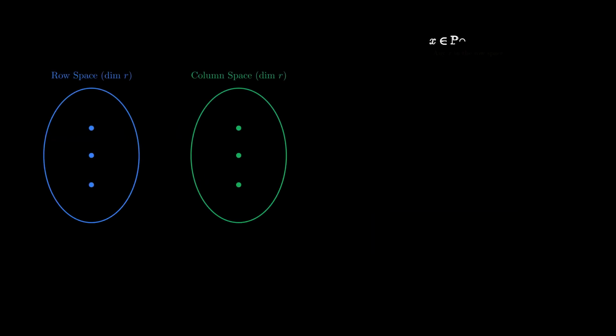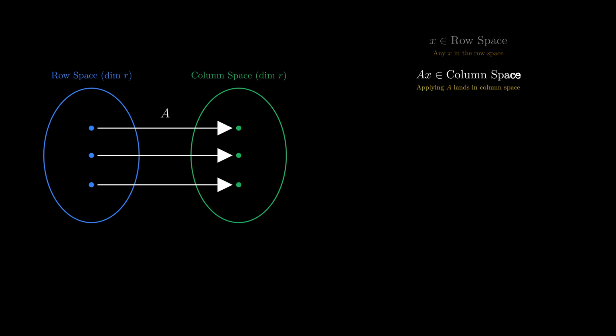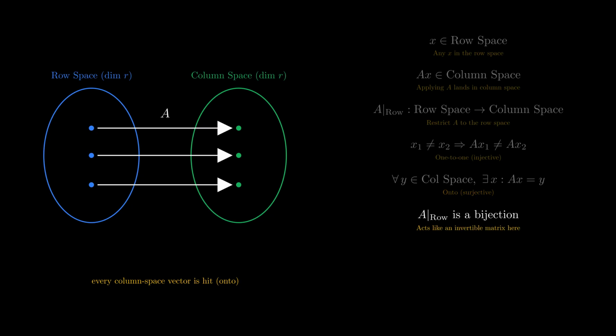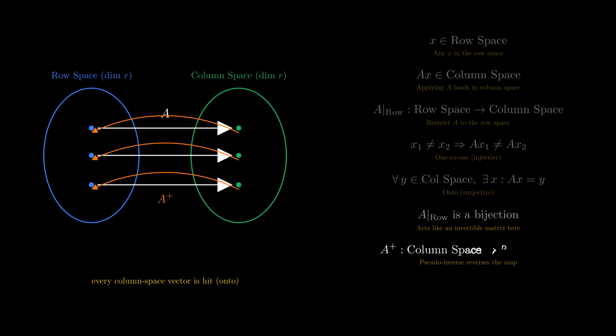Here's the central claim. Take any vector s in the row space, then A times s lands in the column space. Restrict A to the row space alone, and this mapping becomes a perfect bijection between 2 R-dimensional spaces. 1-to-1: distinct row space vectors go to distinct column space vectors. Onto: every column space vector gets hit. Inside these 2 special subspaces, A behaves like an ordinary invertible matrix. The pseudo-inverse, written A plus, reverses exactly this map.